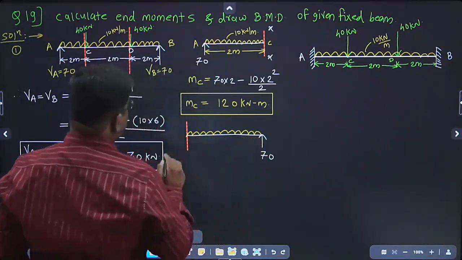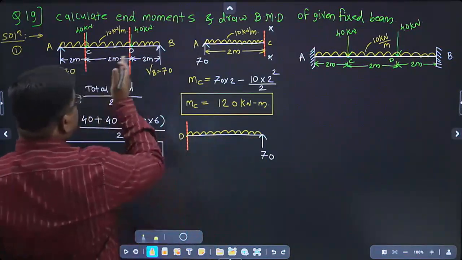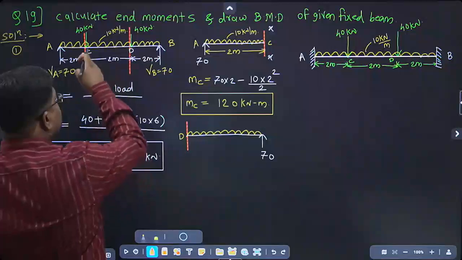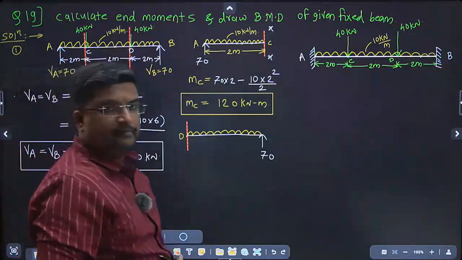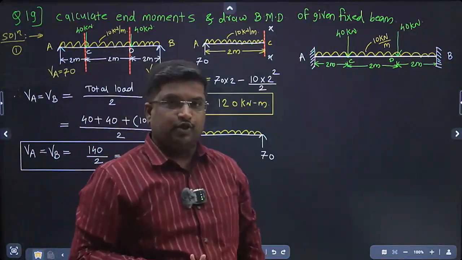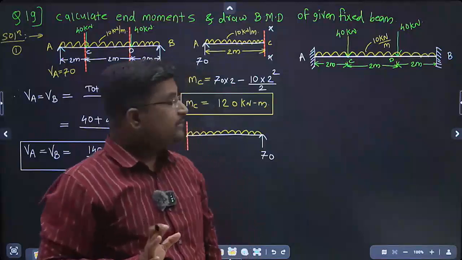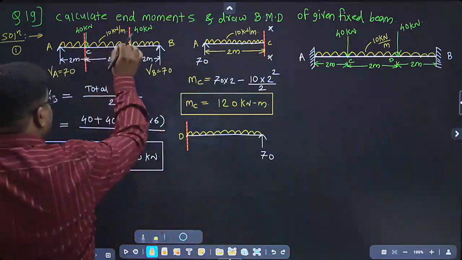So see, as it is symmetrically loaded, free bending moment at C and D both will be the same. As it is symmetrically loaded, so many things will become easy. Free bending moment at C and D will be the same.